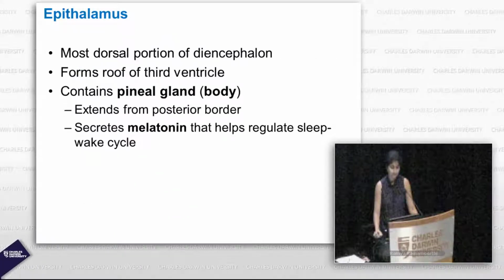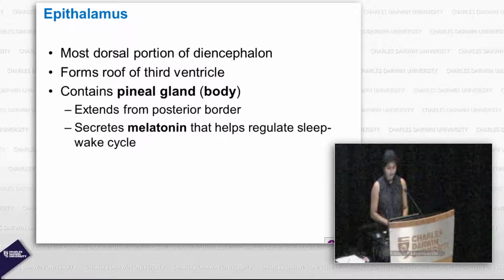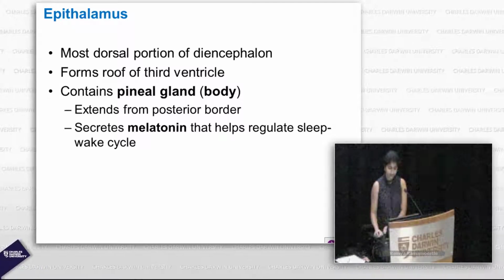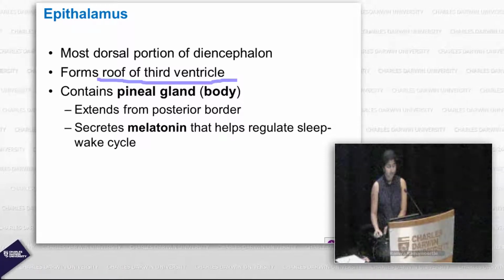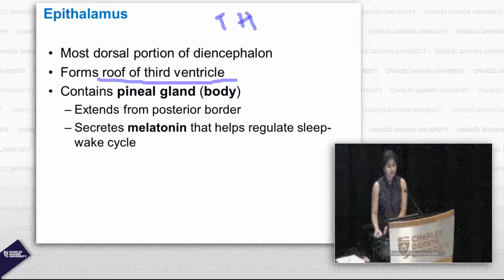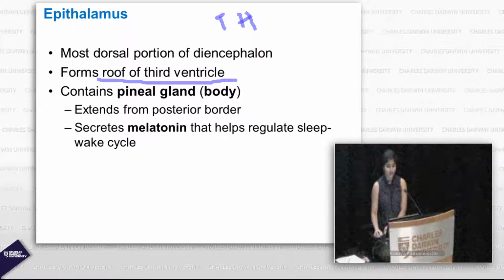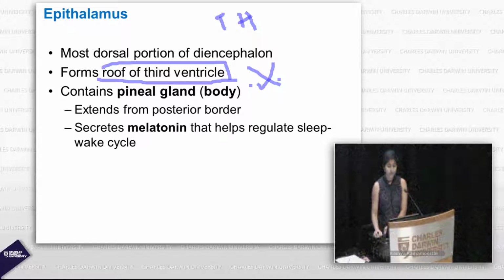We're moving on to the next structure, which is the epithalamus. The epithalamus forms the roof of the third ventricle. We've been looking at the thalamus, which forms the superior lateral wall of the third ventricle, then the hypothalamus, which forms the inferior wall, and the epithalamus forms the roof. All these are important MCQ questions, so make a note of that.